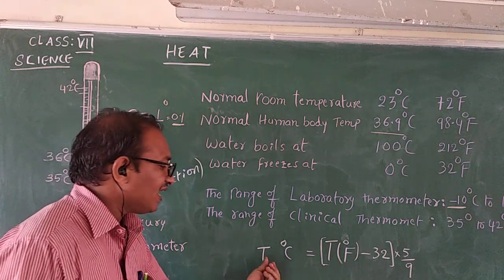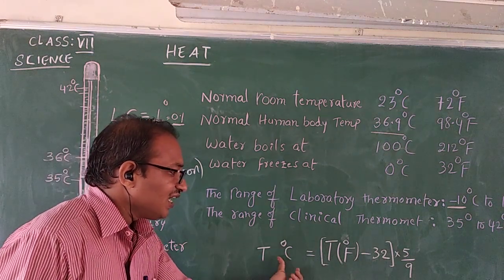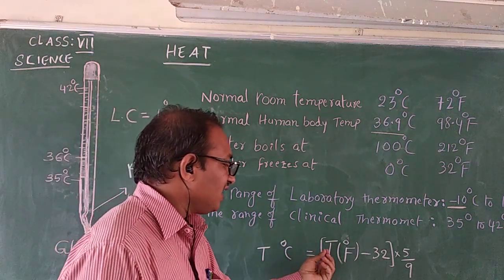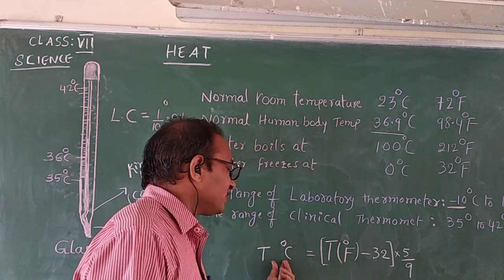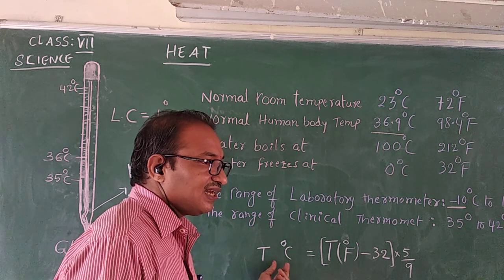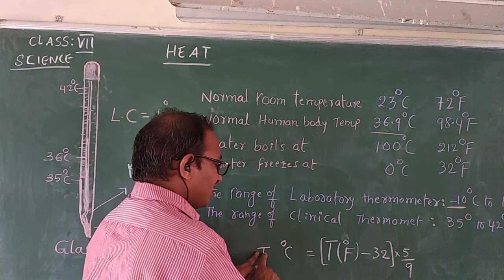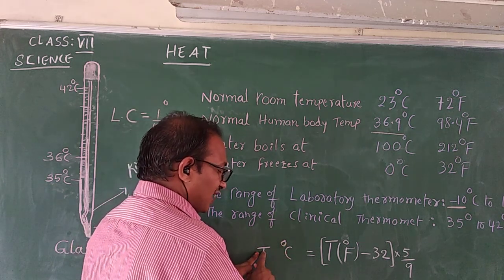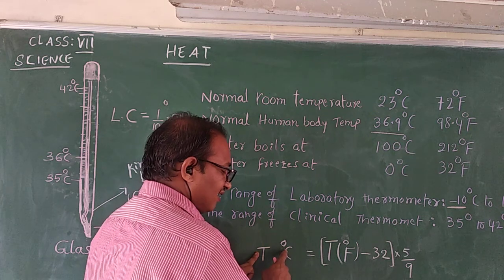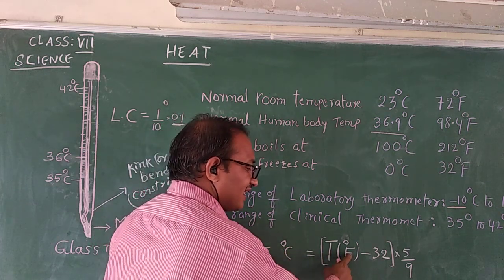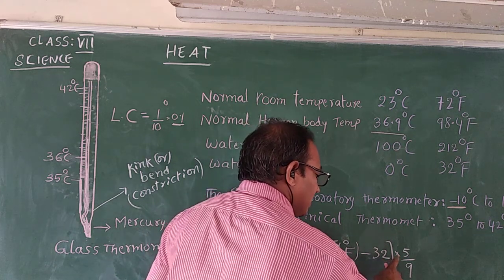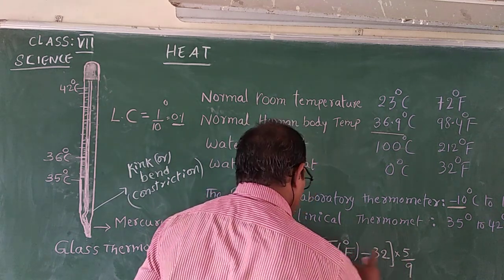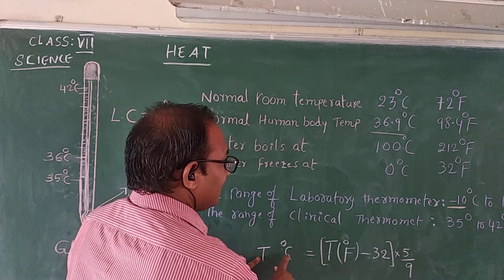See, if we have a temperature in the Celsius scale and want to convert it into the Fahrenheit scale, or if we have the Fahrenheit scale and want to convert it into degrees Celsius, we can use this formula. Temperature in degrees Celsius equals temperature in Fahrenheit minus 32, into 5 by 9. If you do this, you will get the temperature in degrees Celsius.